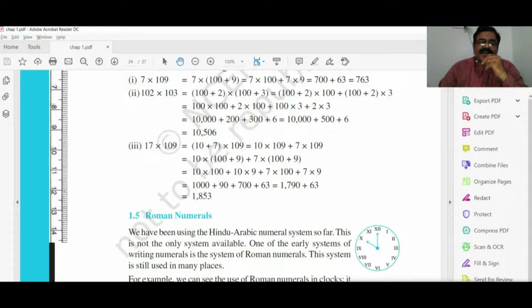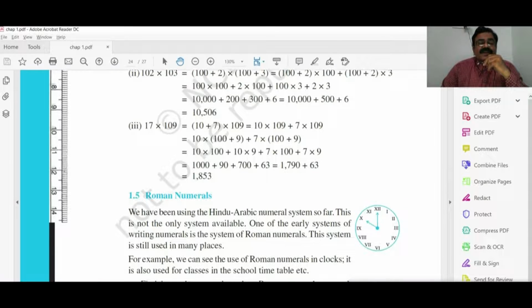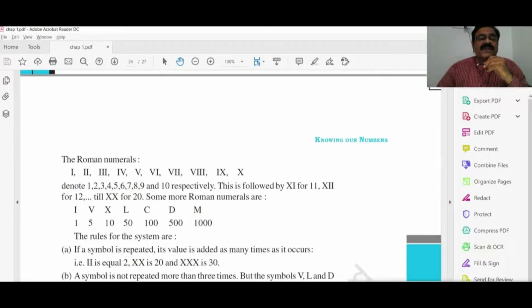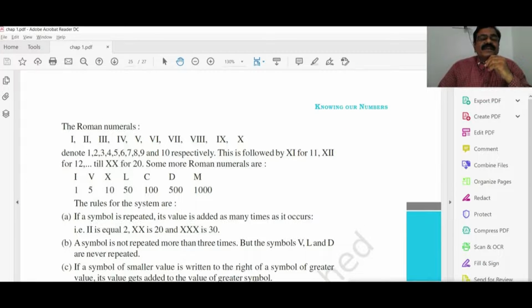And finally the result will be 1853. Students, you also know that in the Hindu Arabic numeral system 10 digits are used, that is 0, 1, 2, 3, 4, 5, 6, 7, 8, 9. The Hindu Arabic numeral system can also be represented in Roman numerals. Every Hindu Arabic numeral can be written in Roman numerals.